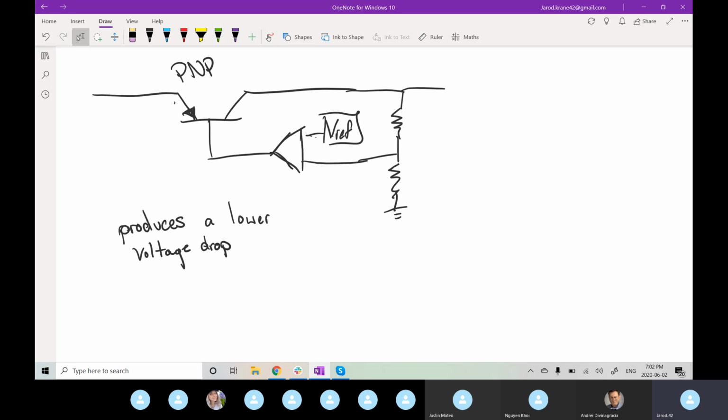Being much finer, 0.4 to like 1 volts, I believe, is more of the expected range.